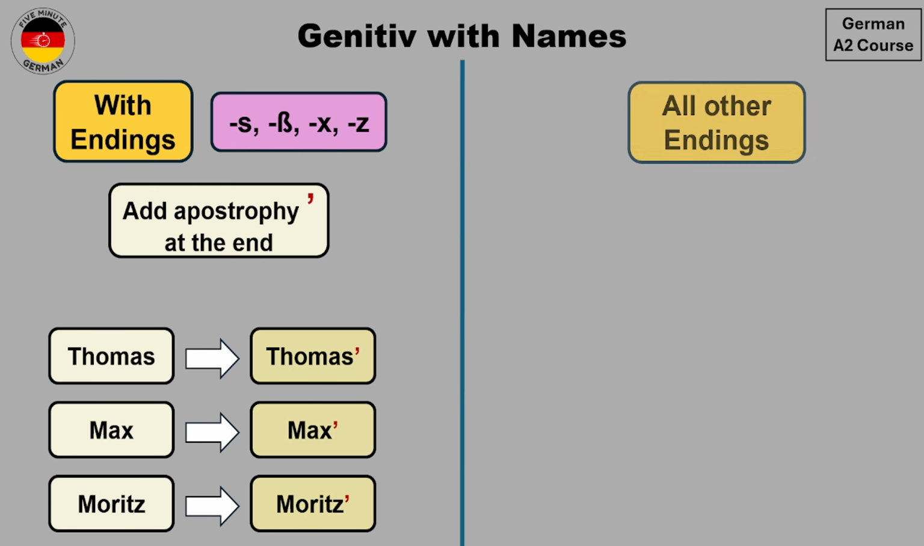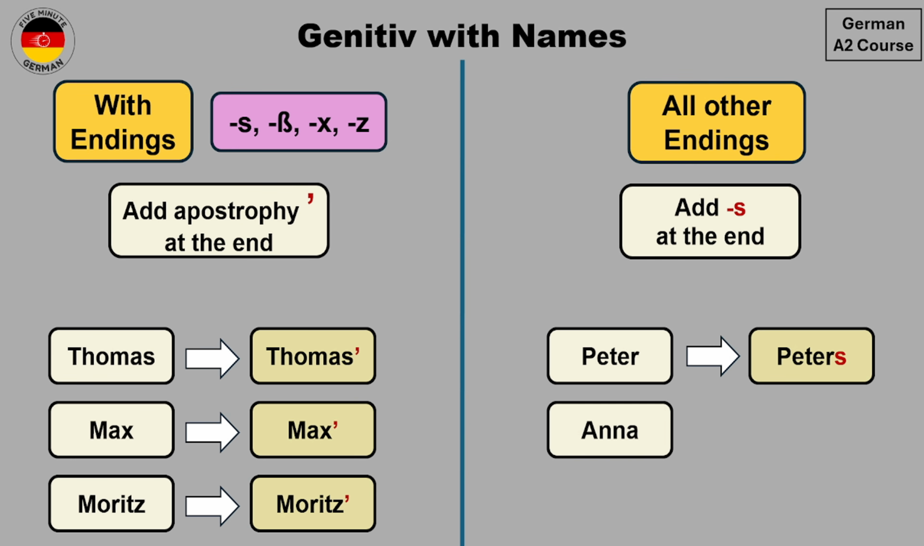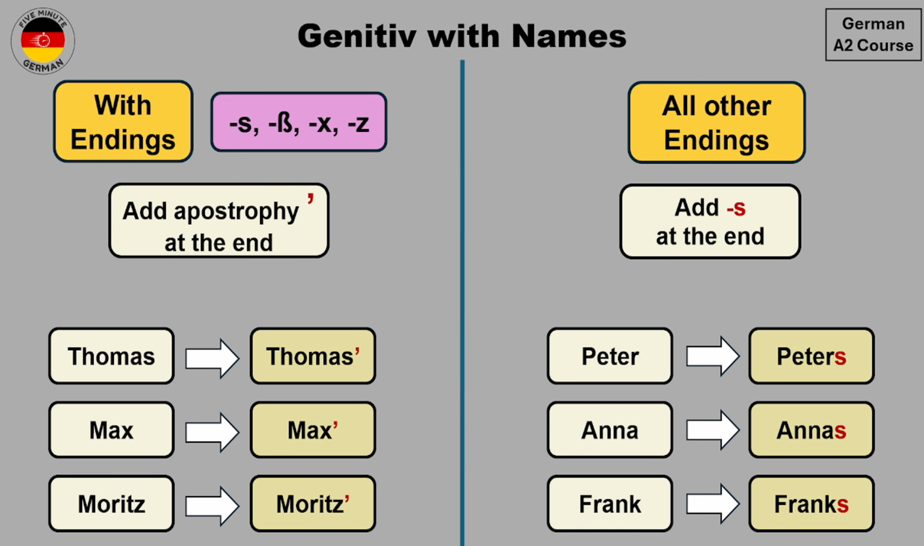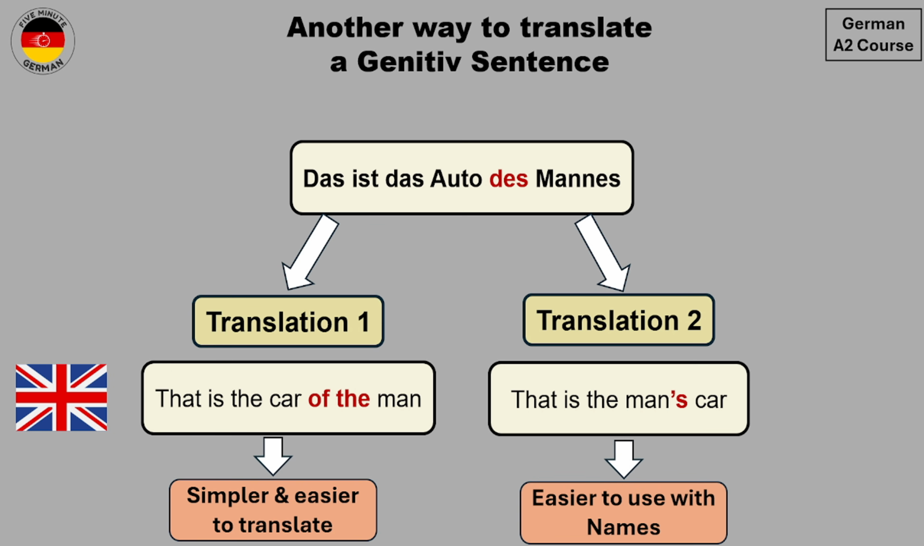And with all the other endings that we have, we will add S at the end. So for example, the name Peter in genitive will be Peters. Anna will be Annas. And Frank, which has the ending K, will be Franks. So this is something that you have to keep in mind. And this is why I gave you the second translation as well, because this is easier to use with names. However, at the end, it is your choice. Whichever translation you find easier, you can use it, as both have the same meaning.